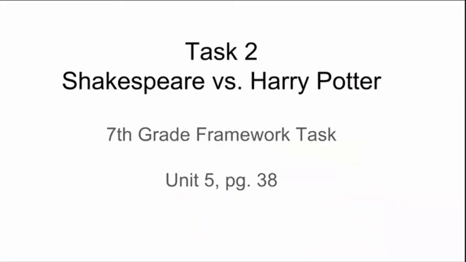Following the human box and whisker task, students will complete Shakespeare versus Harry Potter, another task that can be found in the 7th grade frameworks. Students will use what they learned about box and whisker plots to analyze data from 2 pieces of literature and create 2 different box and whisker plots with their data.